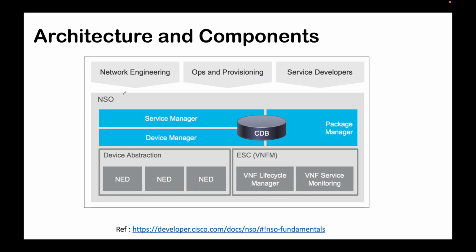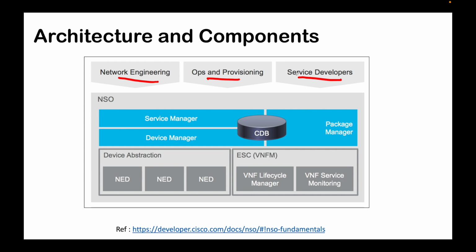In this slide, we are seeing the NSO architecture, I mean NSO as a product, and we are seeing different components defined as blocks, and also a logical representation of the interfaces that NSO has. Starting from the top, you are seeing that here we have network engineer, then operations and provisioning team, and then service developers. This tells you that NSO has interfaces which can talk to our CLI based network engineers.